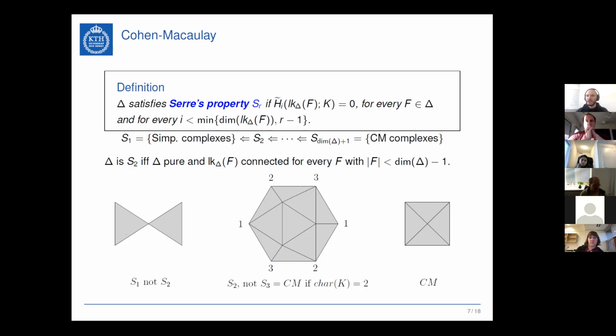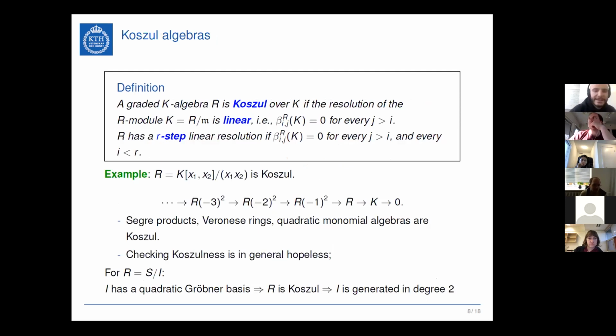Okay. Are there questions at this point? Okay. Then again, we switch to the algebra. As I said, we want to control properties of the algebra R of delta with properties of the simplicial complex. So this is the most important property that we want to have control on. This is called the Koszul property. We say that a graded algebra R is Koszul over the field K, so it's a K-algebra, if the resolution of the residue field, which is an R-module, is linear. Linear meaning that the graded Betti numbers vanish whenever j is strictly greater than i.